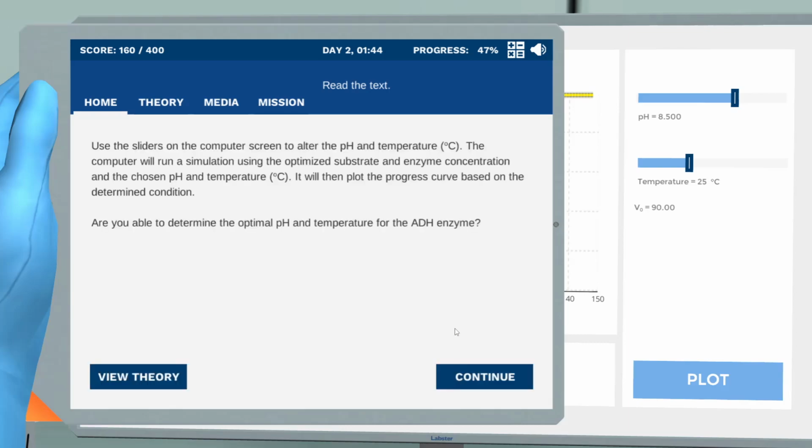Use the sliders on the computer screen to alter the pH and temperature. The computer will run a simulation using the optimized substrate and enzyme concentration and the chosen pH and temperature. It will then plot the progress curve based on the determined condition. Are you able to determine the optimal pH and temperature for the ADH enzyme?